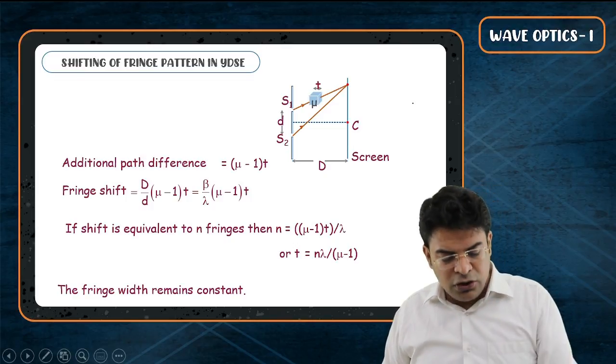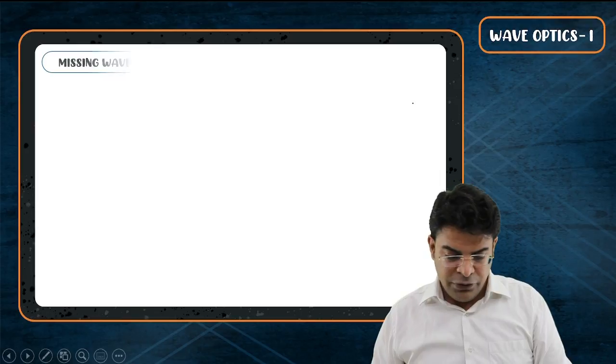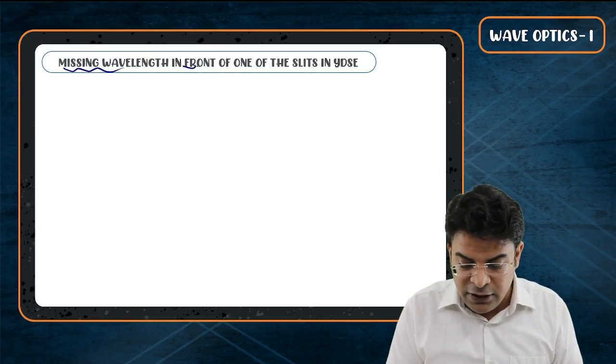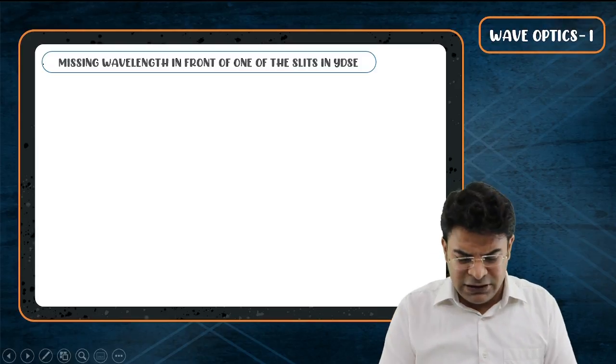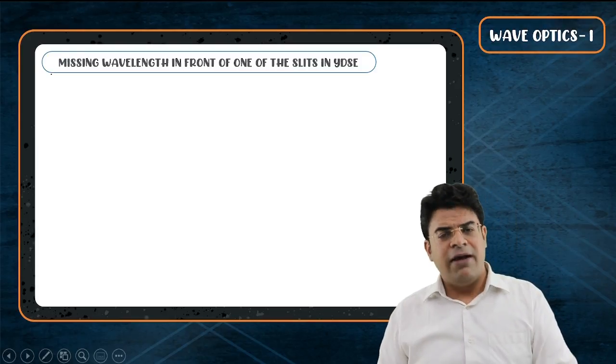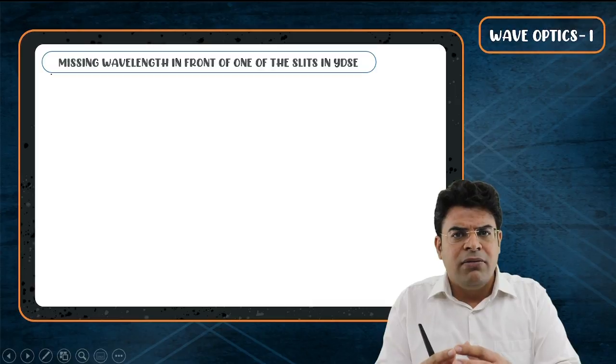Now let's move on to the last illustration of this hour, and that is the missing wavelength in front of one of the slits in YDSE. In previous year papers, this question has been asked many a time, so I am taking it as an independent article.